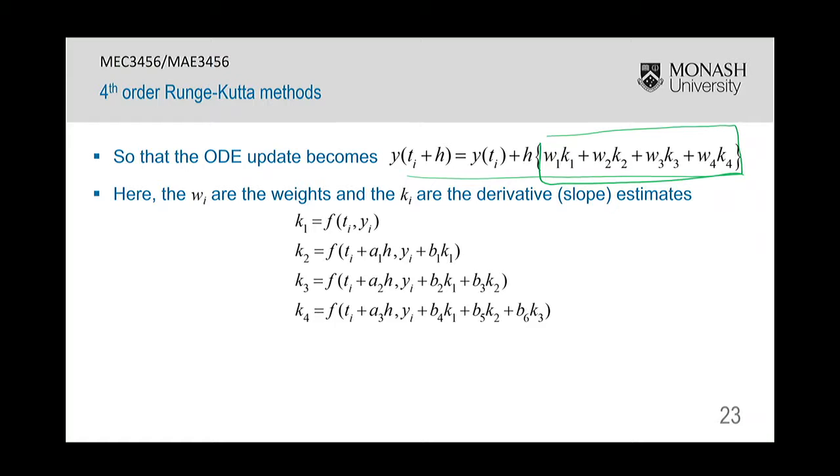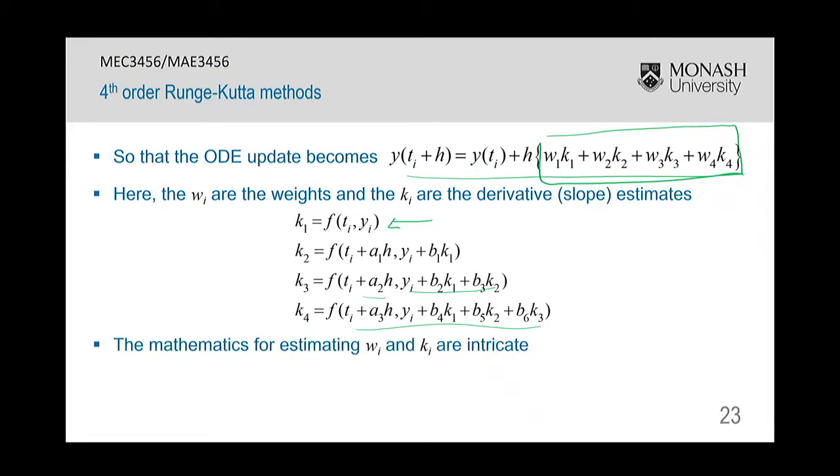It turns out that the generic fourth order Runge-Kutta method can be written like this. K1 is equal to the function value at the initial point. K2 is the function value at t_i plus a1 h, y_i plus b1 K1. K3 is the right hand side, or in other words the slope, evaluated at this point. And K4 is the slope evaluated at this point. So you can see there's an awful lot of constants involved here, and it looks extremely messy. At the moment this is generic. We're going to get a little bit more specific and it becomes a little bit simpler.